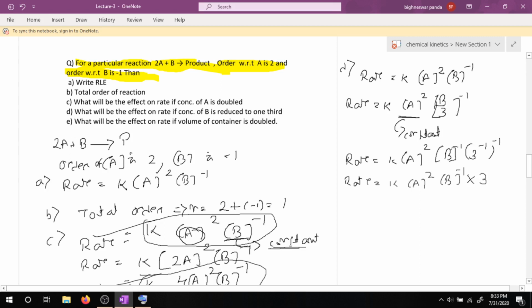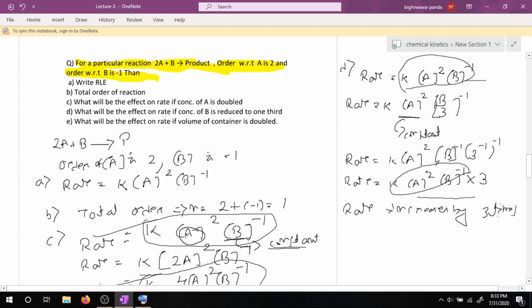This is the final rate and this is the initial rate. Compare both. I can say that rate increases by 3 times.